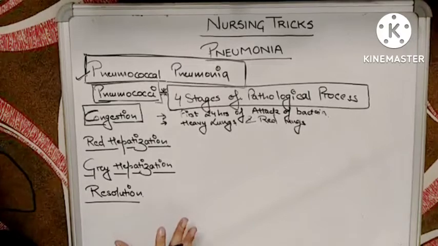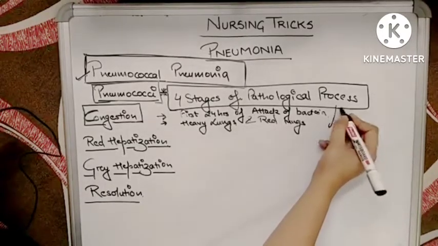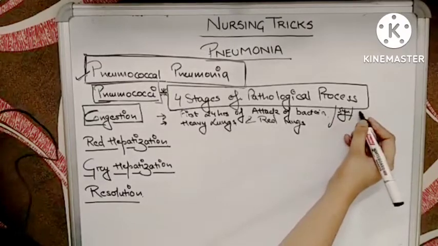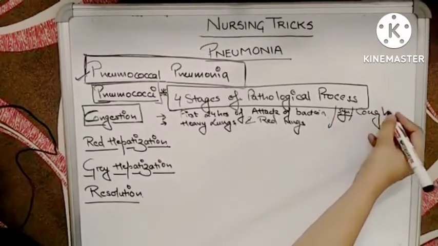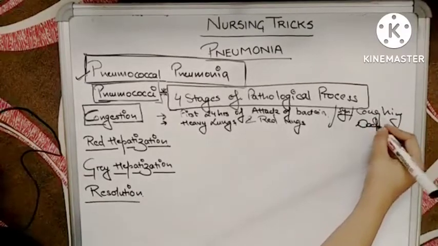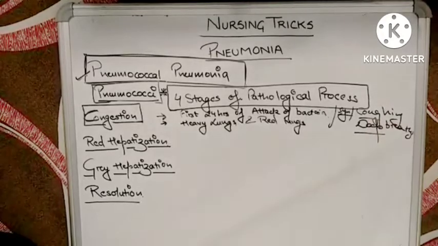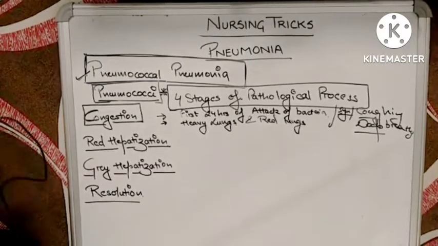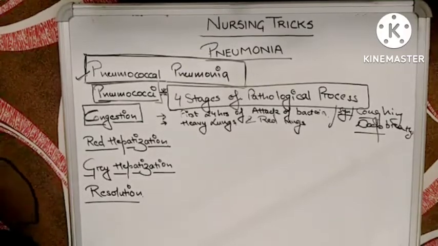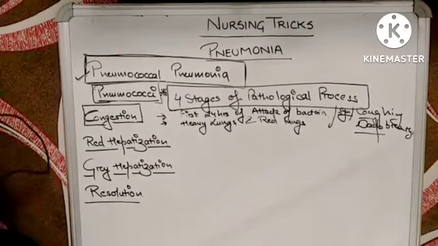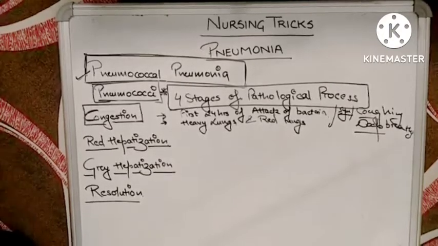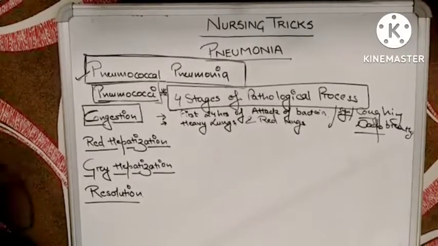And in this particular stage, what symptoms can we see? The first is coughing and deep breathing in order to compensate the oxygen of the body. Okay, so what will happen in the congestion stage? The bacteria will attack the body in the first 24 hours of the attack, and the lungs will be very heavy, congested, red lungs, and the symptoms you will see are cough and deep breathing. I hope the congestion is clear to you.